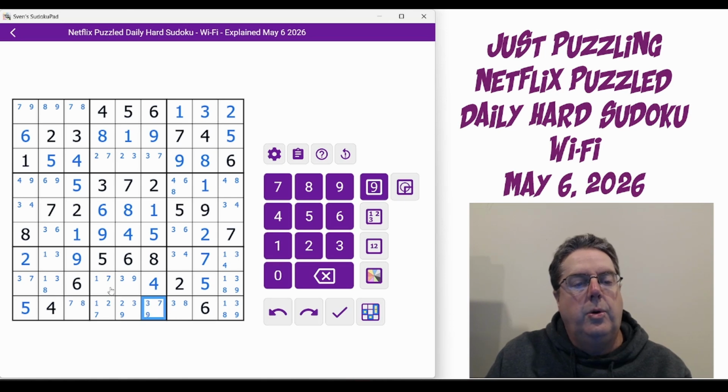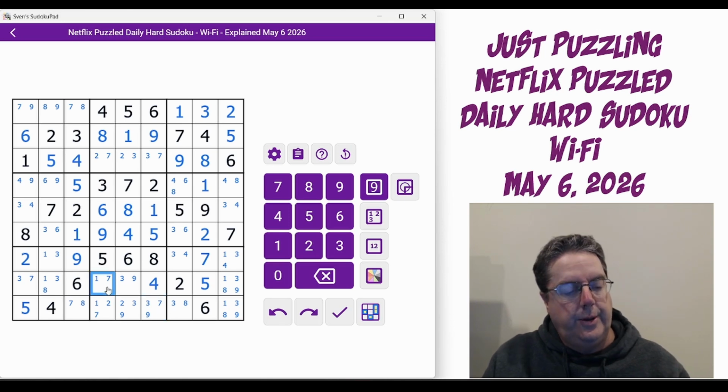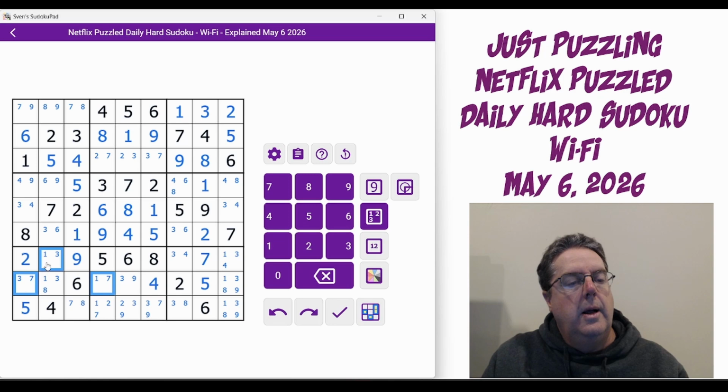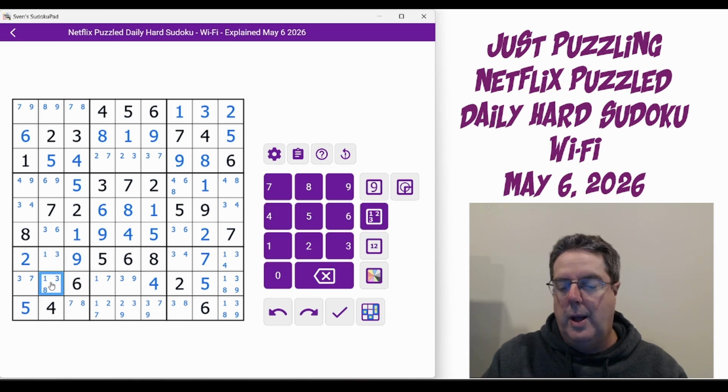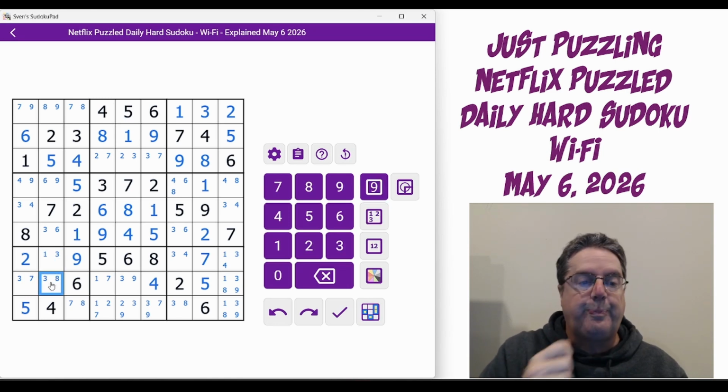Now, what I do see is I can see an XY wing. So, let me just show you this. So this XY wing means this can't be a 1. So let me show you, if this is a 1, that definitely can't be a 1. If this is a 7, this can't be a 7, so it's got to be a 3, which means this can't be a 3, so it's a 1, so this can't be a 1. So that's not a 1 there.